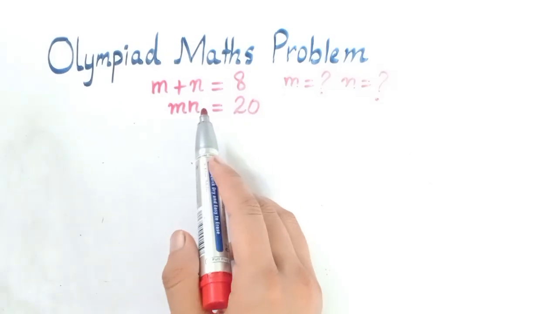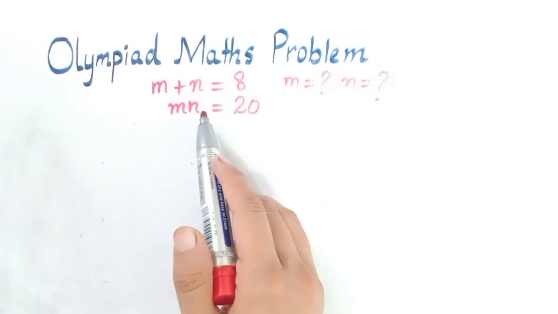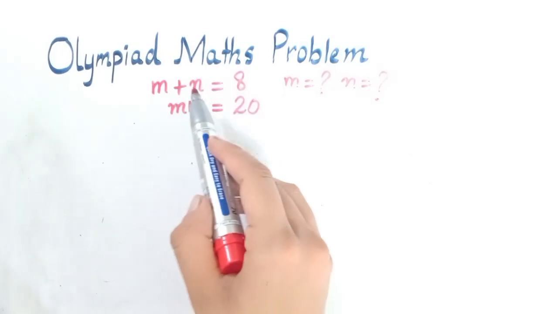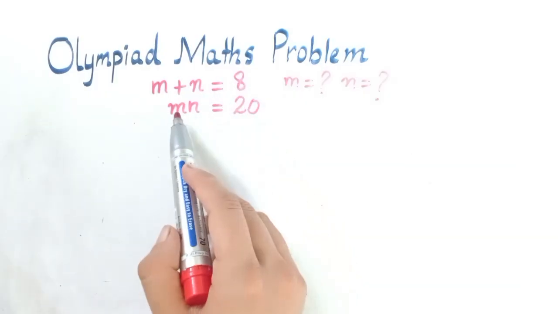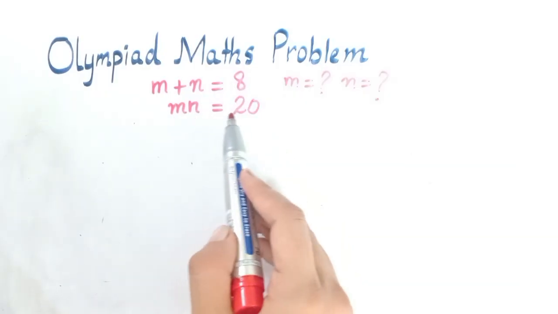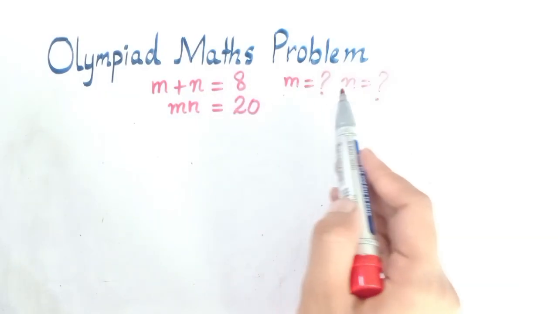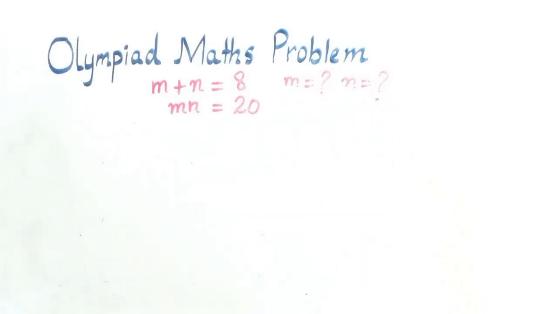In today's video, we will solve a very interesting Olympiad math problem: m plus n equals 8 and the product mn equals 20. You have to find the values of m and n. So we will start solving this question. This is the most viral problem and is mostly asked in many competitive exams.